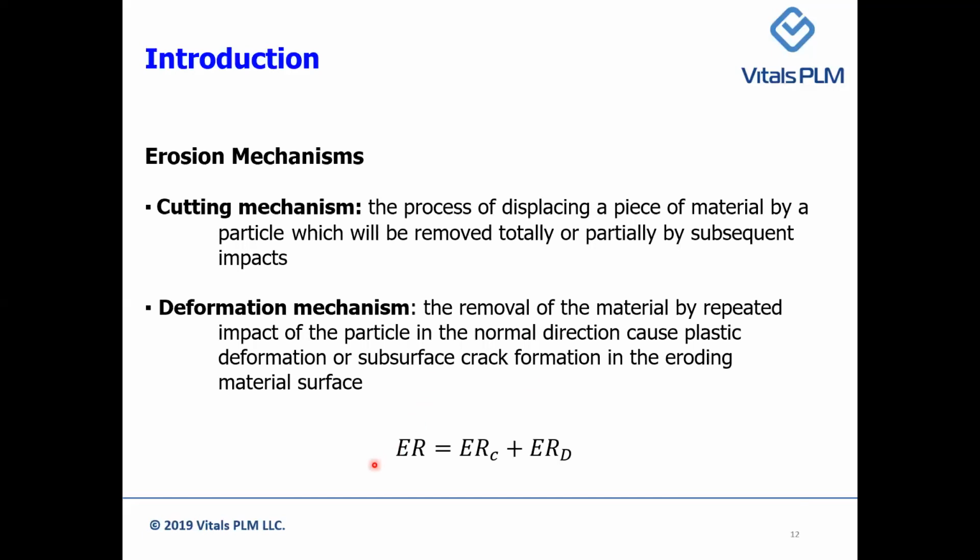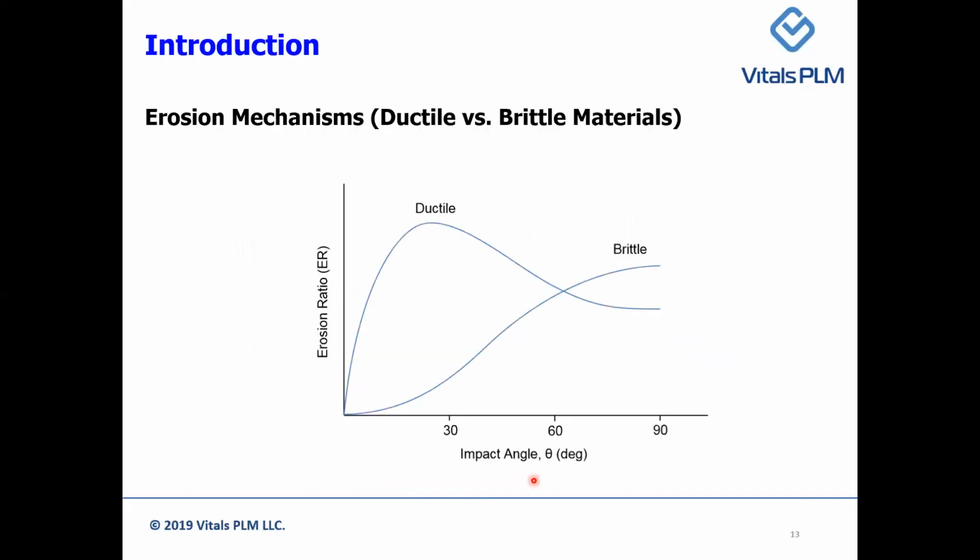So the total wear is usually assumed as the summation of the two terms, cutting plus deformation, as you can see in this equation. As I said before, erosion rate is a function of particle impact angle, which varies for brittle or ductile material. For ductile materials, we see erosion increases with impact angle up to a maximum point, which is approximately between 20 to 30 degrees, and then it goes down to a certain value at 90 degree impact. But for brittle material, erosion increases with impact angle, and the maximum erosion is usually at normal angle.